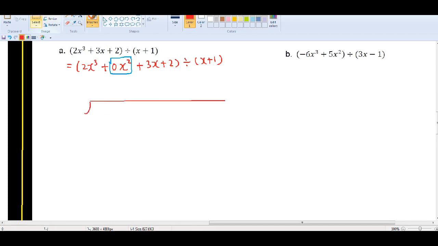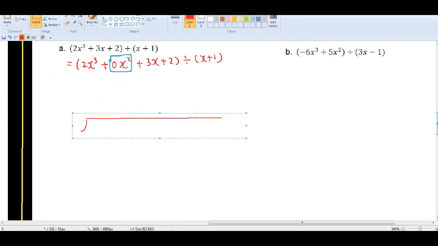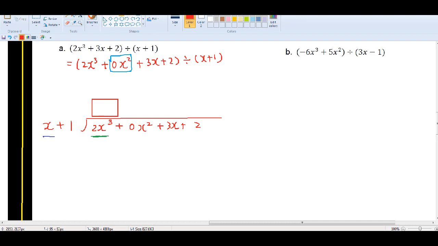Okay, so possibly I need to create a bit more room over here. Alright, so let's see how we could do it. Let's write 2x squared plus 3x plus 2, divided by x plus 1. The leading term is right here, and the other leading term is here. So let's have our first term.